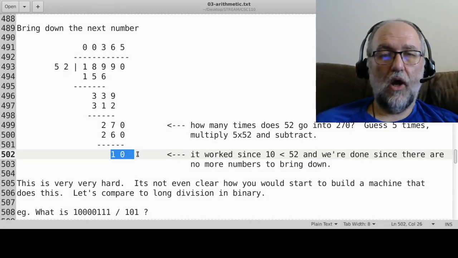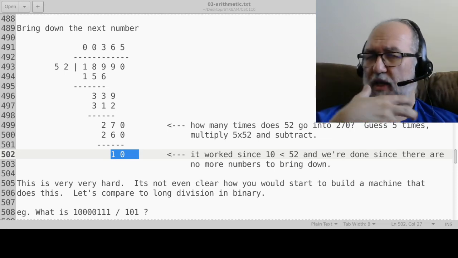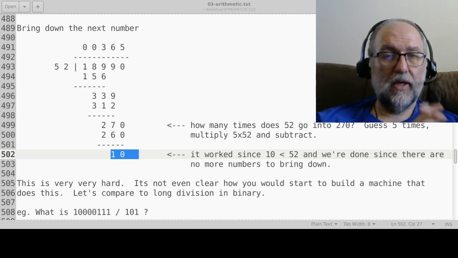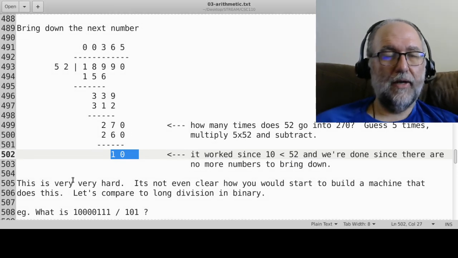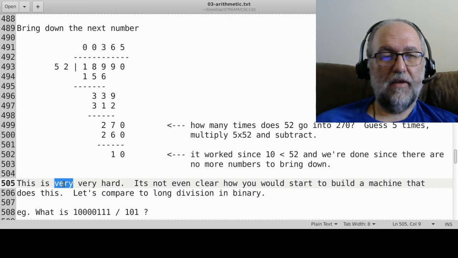That 10 is called the remainder. Okay, that's the remainder. Because when you divide two integers, they don't always divide evenly. Okay, so here you have a remainder of 10. Okay, this time I said not only is it hard, but it is very, very hard.